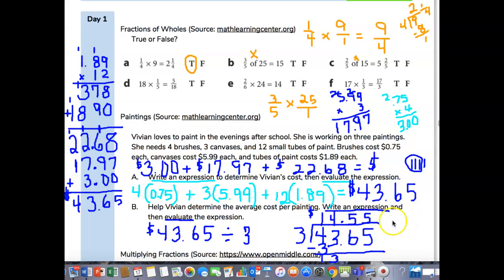So what you found out here, let's see what it says. Help Vivian determine the average cost per painting. All right, this is the average cost per painting. So $14.55 is the average cost. Now when we say average, that means that, you know, one might have been $16 and one might have been $11, but when you add them all together, you find out the average cost is $14.55. Okay? I hope that helps you, and let's move on. Now I'm going to erase this to move it up.